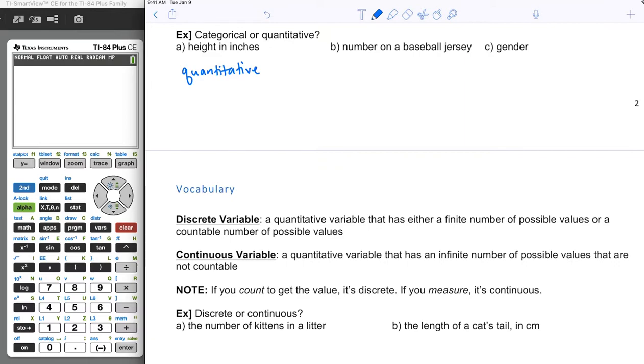Quantitative. B, number on a baseball jersey. So even though it's a number, it is not a measure. Okay, so because of that, it would not qualify as being a quantitative variable. You can't do meaningful arithmetic on baseball jersey numbers. So that one would be categorical, even though it's a number. Not every single numerical variable would be quantitative. Part C, gender, would of course, that's a way to categorize people, would be categorical.